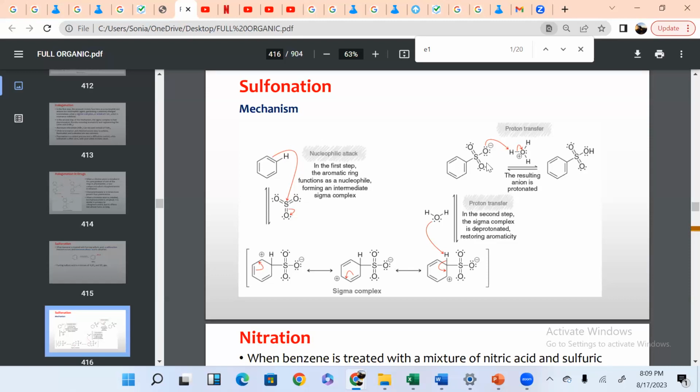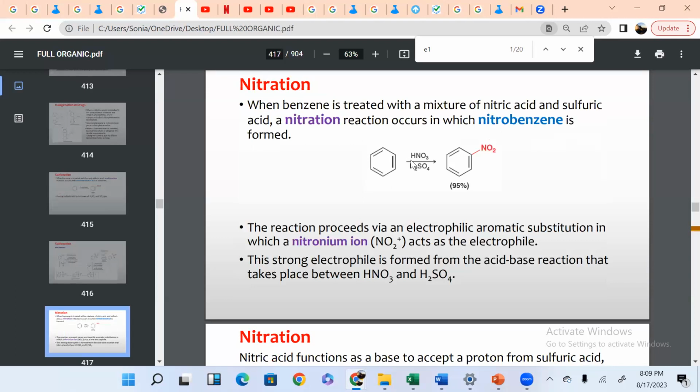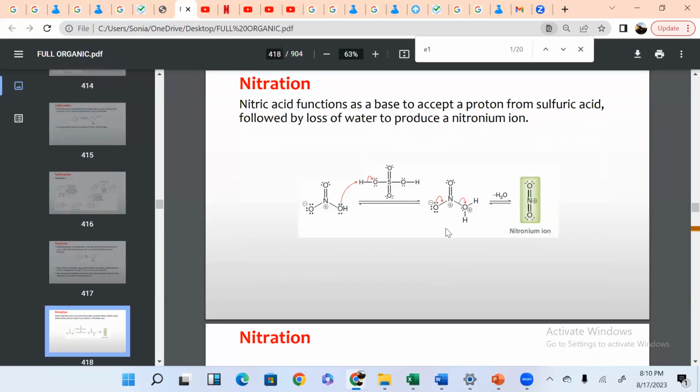Nitration is similar. The difference is now we look at the catalyst for the reaction. You have nitric acid, and also a mixture of nitric and sulfuric acid results in the nitration, in which nitrobenzene is the end product. Here you have the formation of the nitronium ion, this one right here, from this mixture of nitric and sulfuric acid, which causes the reaction to proceed.